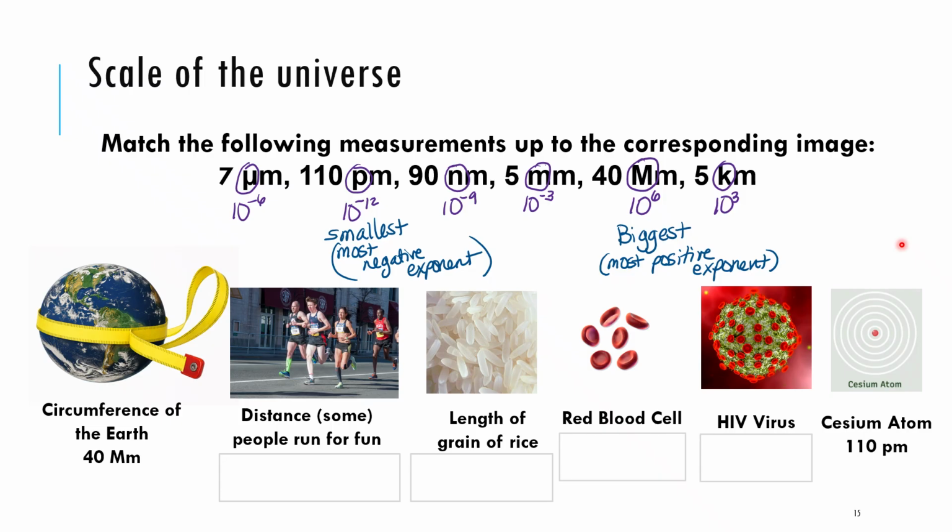Among the remaining values, 5 kilometers corresponds to a typical running distance, often called a 5K. A grain of rice is about 5 millimeters long. A red blood cell is approximately 7 micrometers in size, and an HIV virus is around 90 nanometers.